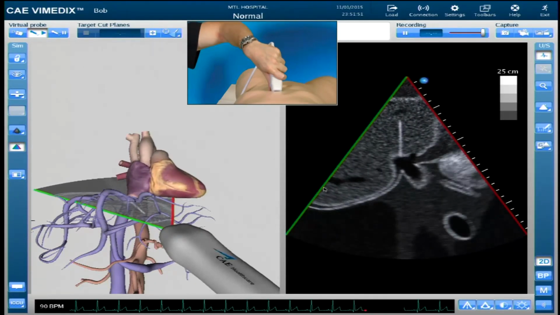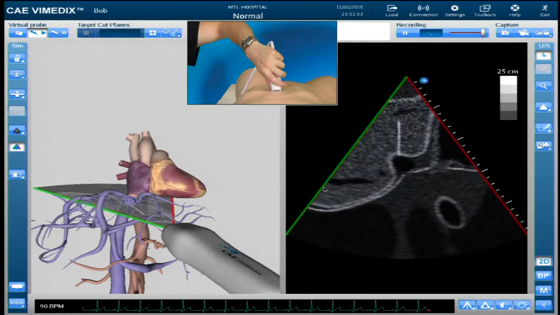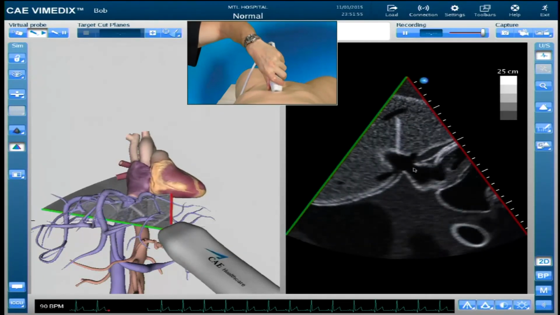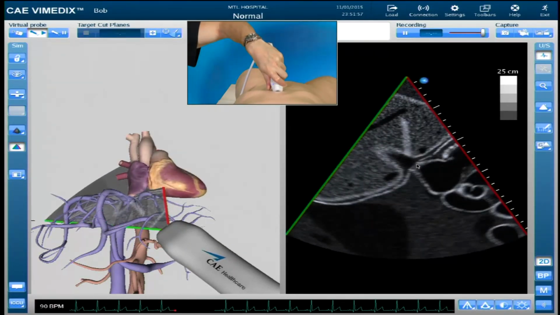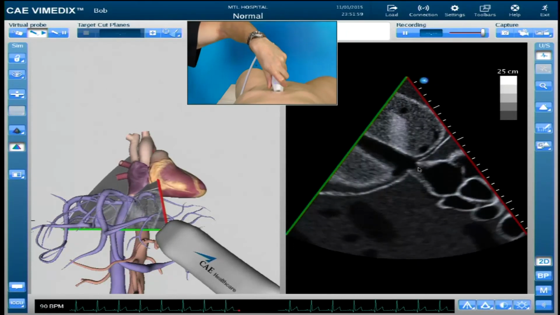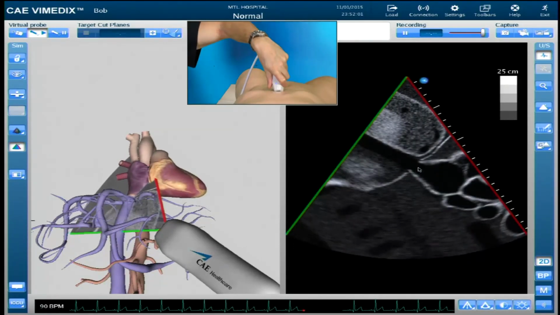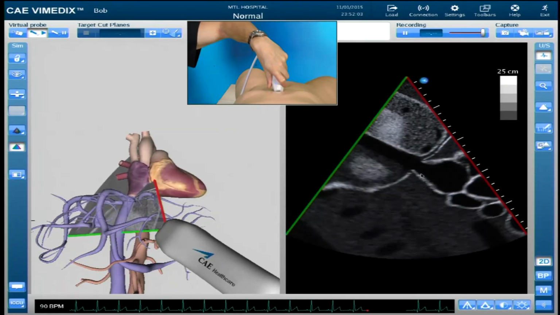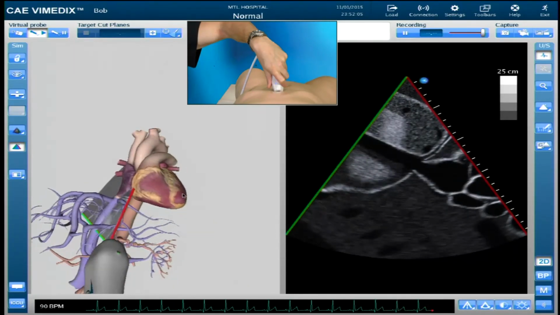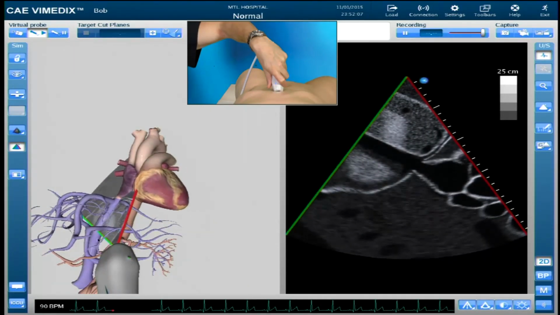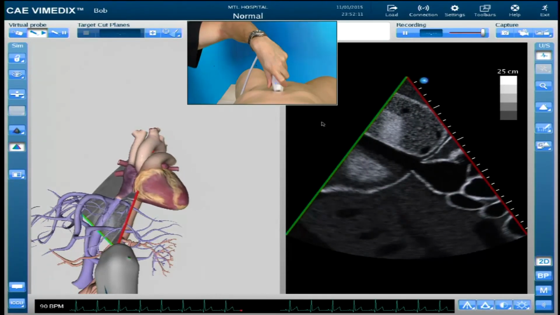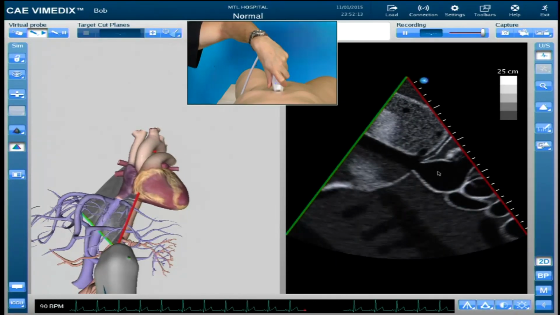Once it's there in the center of my screen, I know that when I rotate, whatever's in the center of my screen will then stay in the center of my screen as long as I rotate. And suddenly I can absolutely be certain that I'm imaging that IVC. I can see that IVC-RA junction, and I can see it perfectly in sort of longitudinal format.